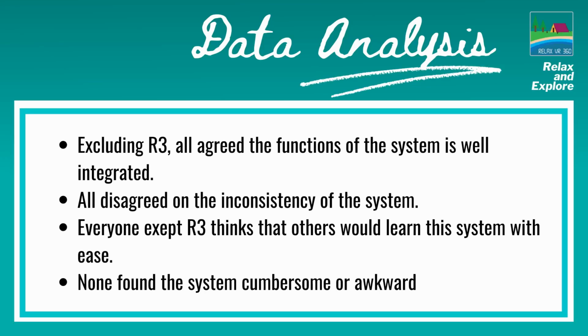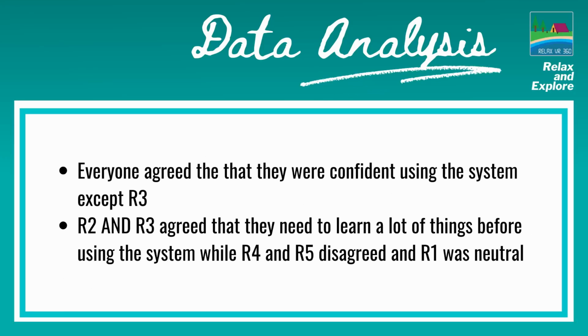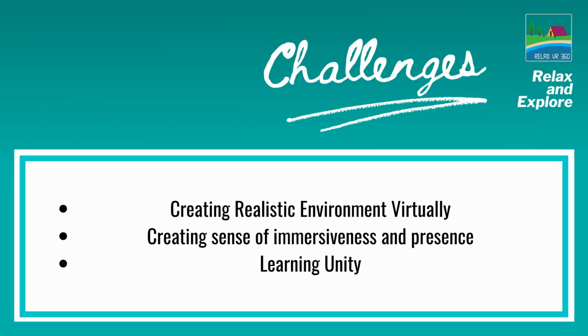Everyone except R3 thinks that others would learn this system with ease. And none of them found the system cumbersome and awkward. Everyone agreed that they were confident using the system except R3. R2 and R3 agreed that they need to learn a lot of things before using the system, while R4 and R5 disagree and R1 was neutral.